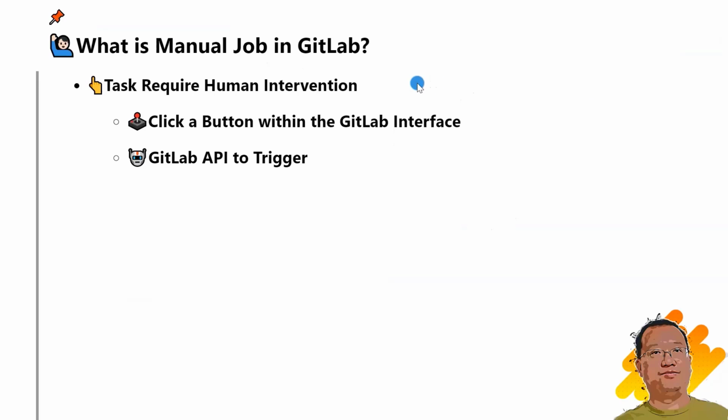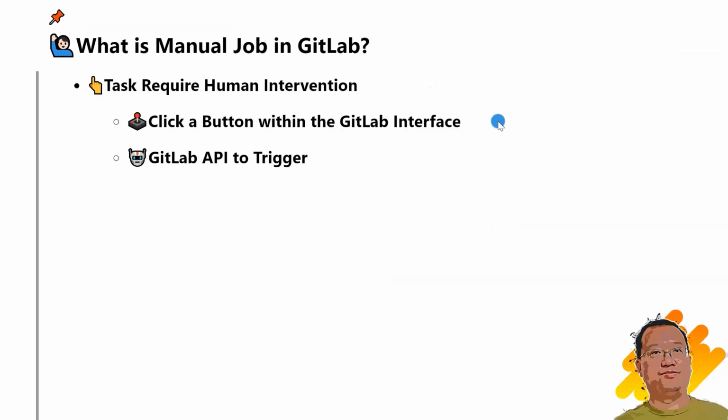A manual job is a type of pipeline job in GitLab. The manual job is not executed automatically. The manual job has to be manually triggered by a user. The job is used for tasks that require human action, such as approval process, testing, or deployment to production.